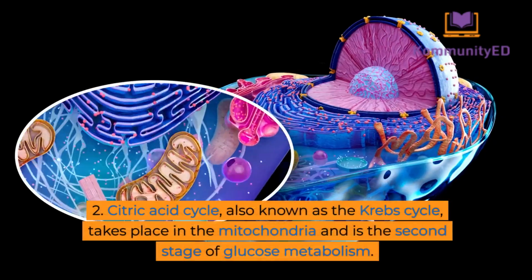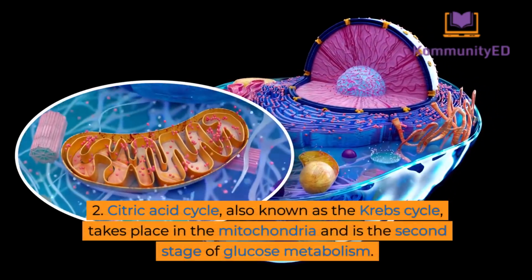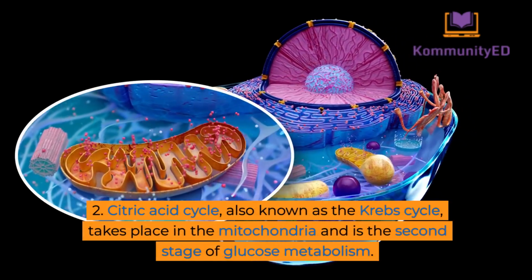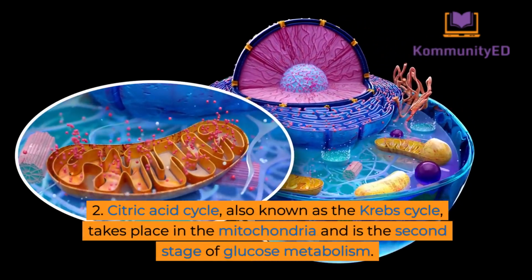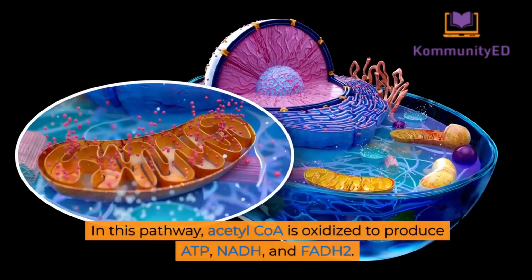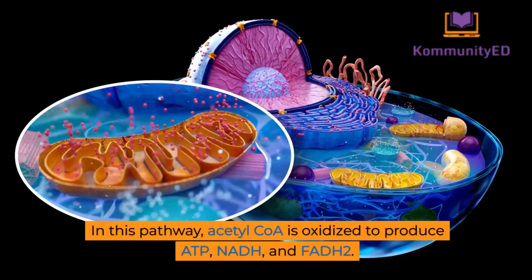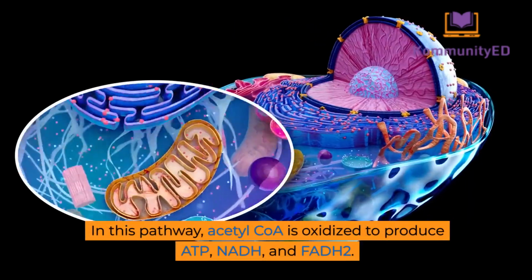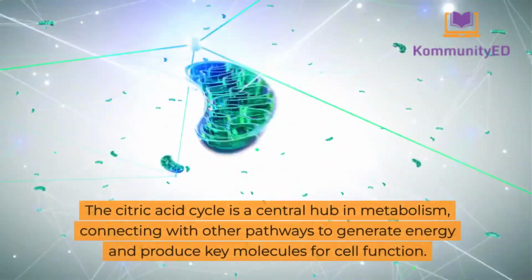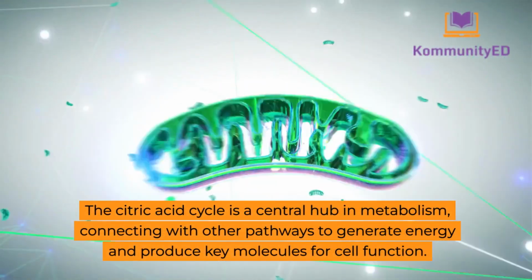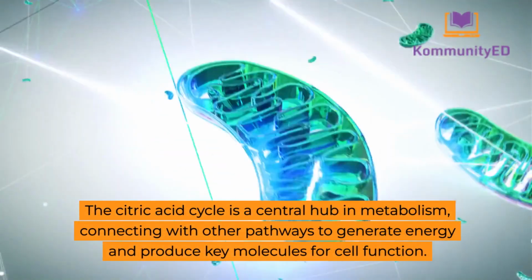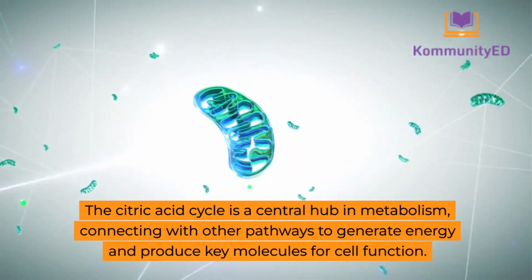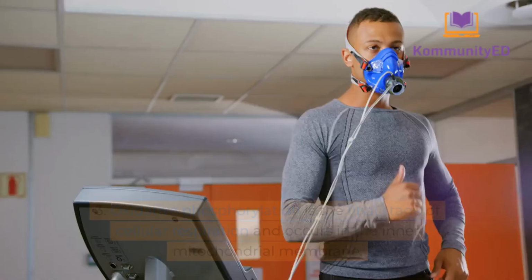2. Citric acid cycle, also known as the Krebs cycle, takes place in the mitochondria and is the second stage of glucose metabolism. In this pathway, acetyl-CoA is oxidized to produce ATP, NADH, and FADH2. The citric acid cycle is a central hub in metabolism, connecting with other pathways to generate energy and produce key molecules for cell function.